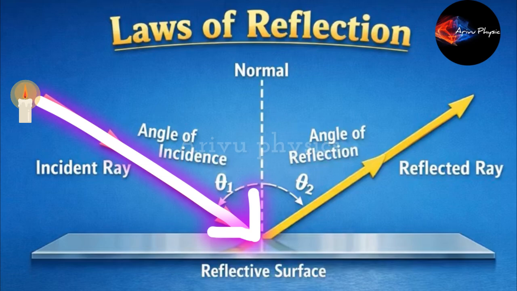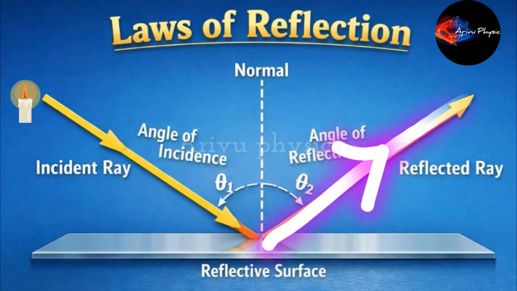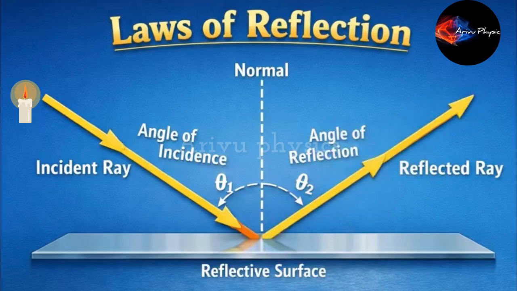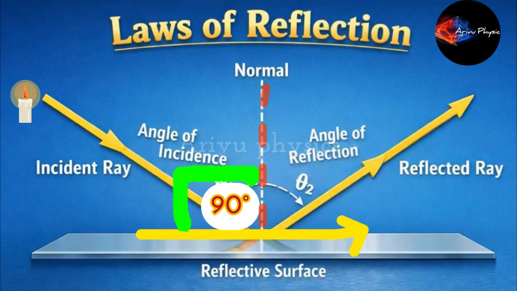Now, let's discuss what is a reflected ray. Reflected ray is the ray of light that returns into the same medium after striking a reflecting surface. The new term is normal. Normal is an imaginary line that is drawn perpendicular to the reflecting surface at the point of incidence. So this is our normal.